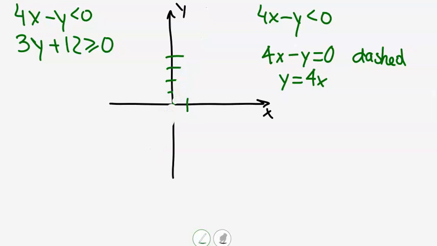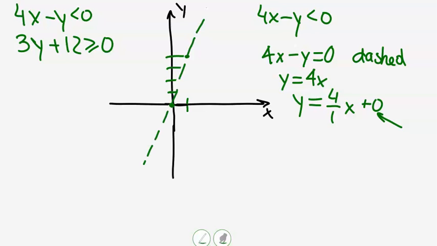So we will correct our coordinate plane, and we can rewrite it just to see it better. The line should look exactly like Tai drew it. This is 4 over 1x plus 0. So 0 is our y-intercept. So we start from 0 and then we count 4 units up. This is right, and 1 unit to the right. And yes, the line will be dashed going like this.